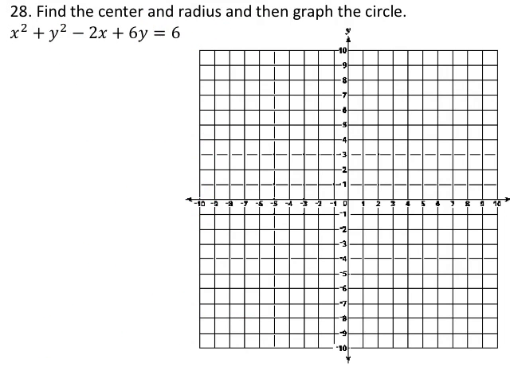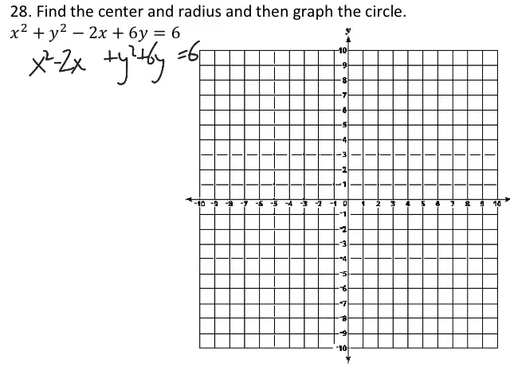So we're going to go ahead and find the center and radius of this graph, and in order to do that we need to rearrange this. So what we'll have is x squared minus 2x. I'm going to give myself some space because we're going to have to complete the square for both the x and the y. And so I'll add my y squared plus 6y equals the 6.